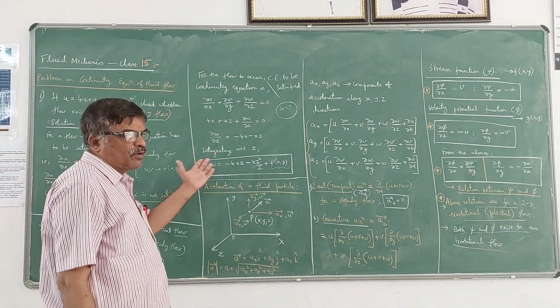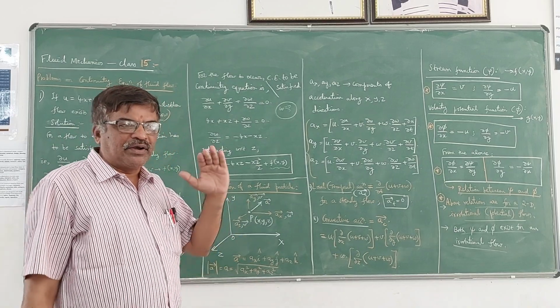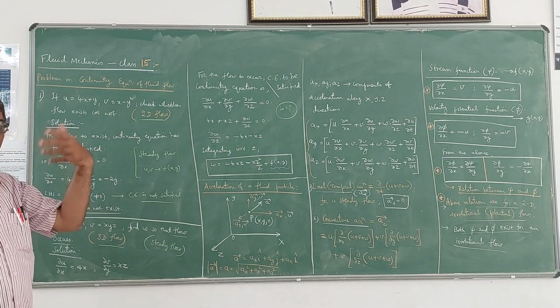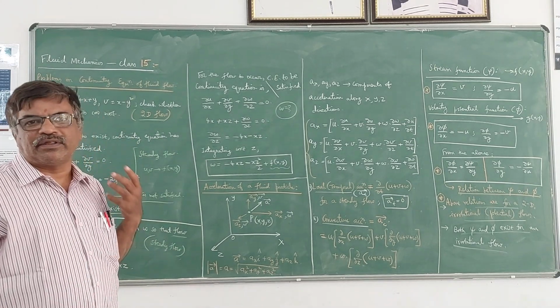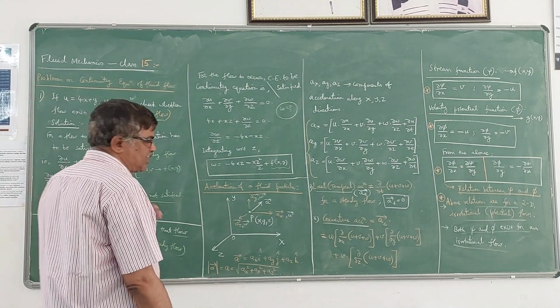So this is another type of problem wherein it is given that the flow occurs. That means the continuity equation is satisfied. The other type of problem is they will give u, w, and they will ask you to check whether the flow occurs or not. Right. So the next concept is acceleration.